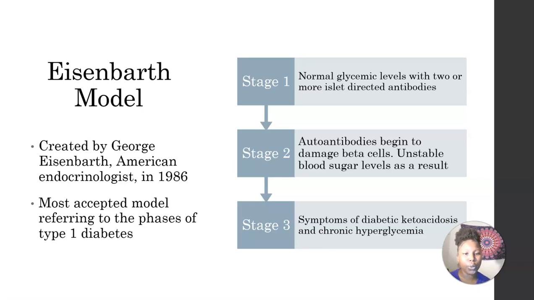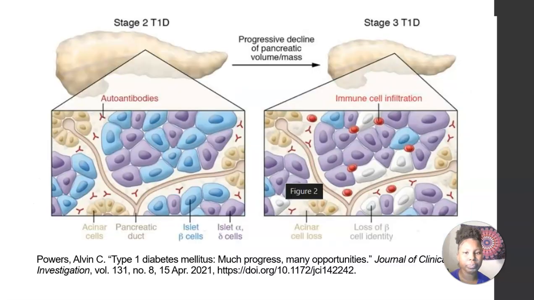And then in stage 2, these autoantibodies begin to damage the beta cells, so we do see some changes in blood sugar. And in stage 3, we have symptoms of DKA, because now we have little to no insulin being produced by these beta cells because these autoantibodies are damaging them.